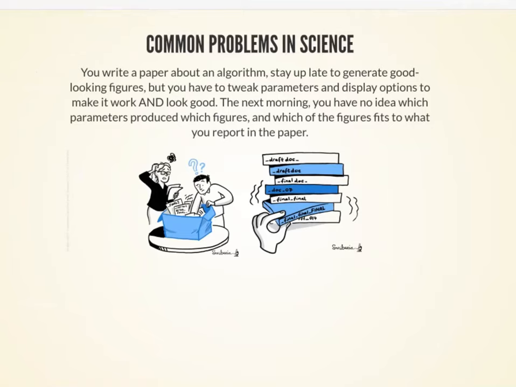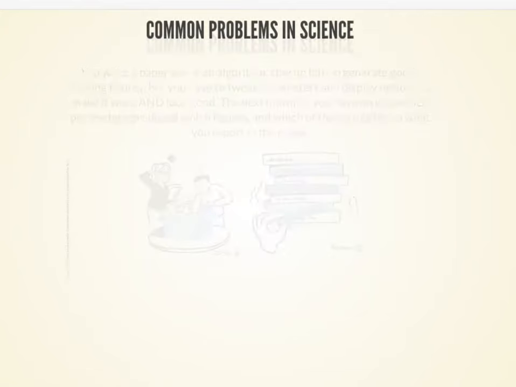You write a paper about an algorithm, you stay up late, you generate good-looking figures, you do it in an interactive R session or MATLAB session or Python session or whatever. You tweak a lot of parameters to make your algorithm work. A lot of the options, maybe a GUI is involved. And then at the end of the night, it works, it looks fantastic, but the next morning you wake up basically hungover and you have no idea what you actually did to produce those figures and which of the figures are actually the ones that needed to be reported in the manuscript, and you have to repeat the work of last night again.